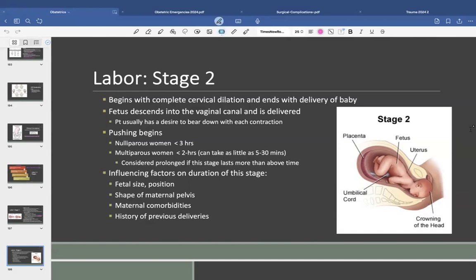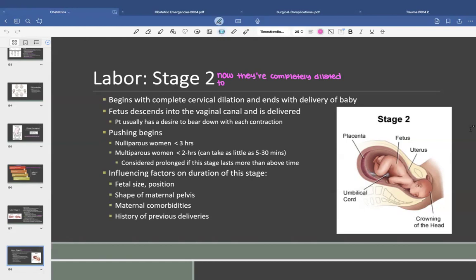So for a nulliparous woman, if she's never had a baby, we do not want her pushing more than 3 hours. She should be pushing less than 3 hours. If you've already had babies, usually it only takes about 2 hours. But for some women, it can take 5 minutes to get that baby out, or 30 minutes. It can be very quick, especially if she's had more than one.